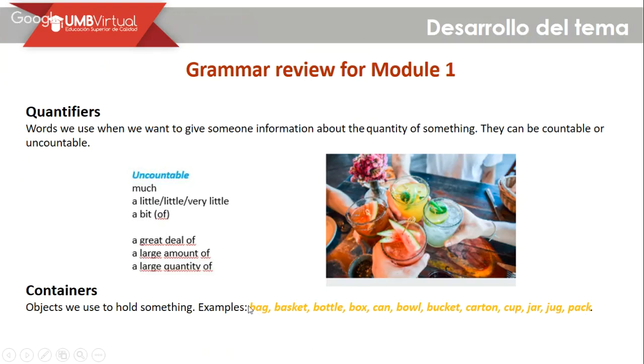Estas palabras que nosotros vemos acá en amarillo hacen referencia a los contenedores en los cuales colocamos los sustantivos anteriormente descritos. Algunos ejemplos. Bag. Entonces, si nosotros queremos decir que hay una bolsa de pan, there is a bag of bread. Basket. It is going to be, for example, there is a basket of fruits, right? Una canasta de frutas. A bottle.